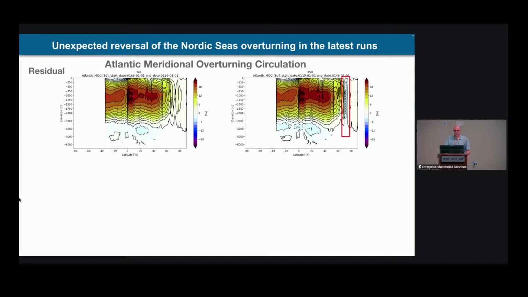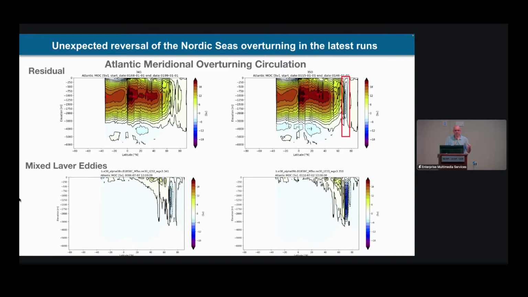And when I showed this to Goka, Goka was like, "Oh, there's something wrong," and we started investigating, and he quickly went to the mixed layer eddies parameterization. Sorry, there's a typo there. So now I'm showing the overturning only due to that parameterization. And on the left is from run 341, the same that is shown on the top. So on run 341, if you look at the residual, there is no indication of a negative circulation.